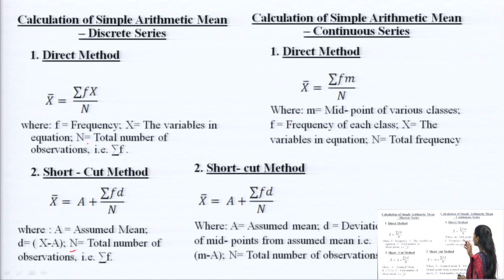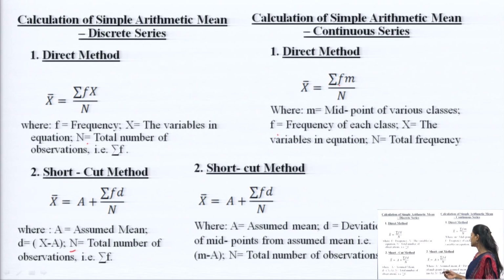In the same manner in continuous series as well, where what is a continuous series? Continuous series is a series in which the class intervals are given. So, in those type of questions, what we do is there is one direct method and the other is called shortcut method. The direct method, it talks about frequency into your m. What is m? m is the midpoint of various classes. We'll do it further in the next question. Now, f is the frequency of each class and x is the variable in the equation and n is the total number of frequencies.